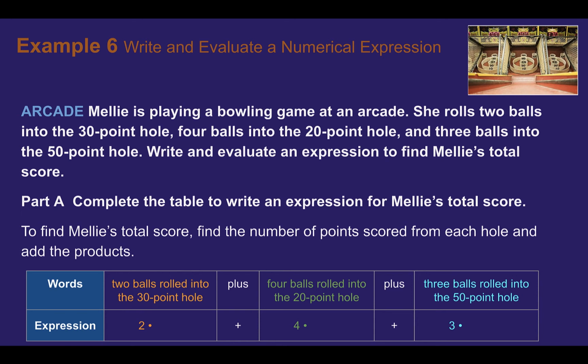So here they broke it down into a couple parts. We're going to combine the 30-point scores, then the 20-point scores, then the 50-point scores. Finally, we'll add them all together. So 2 balls into the 30-point hole would mean we have to multiply 2 times 30. If there were 4 rolled into the 20-point hole, then we would have to do 4 times 20. Finally, we have 3 that went into the 50-point hole, so 3 times 50.